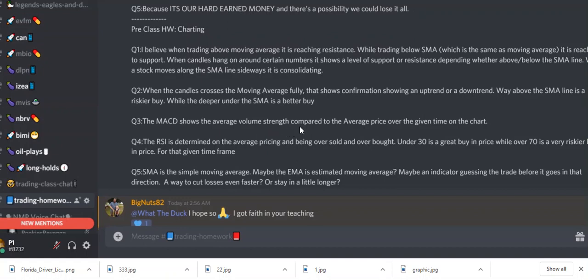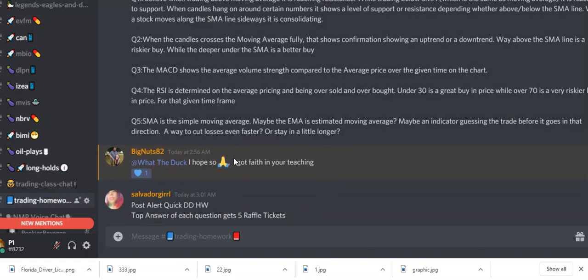The average volume strength compared to the average price over the given time on the chart. RSI is determined on the average pricing being oversold and overbought, which is correct, yep. And SMA is a simple moving average. Maybe the EMA is estimated moving average. So yeah, definitely some people have some understanding.